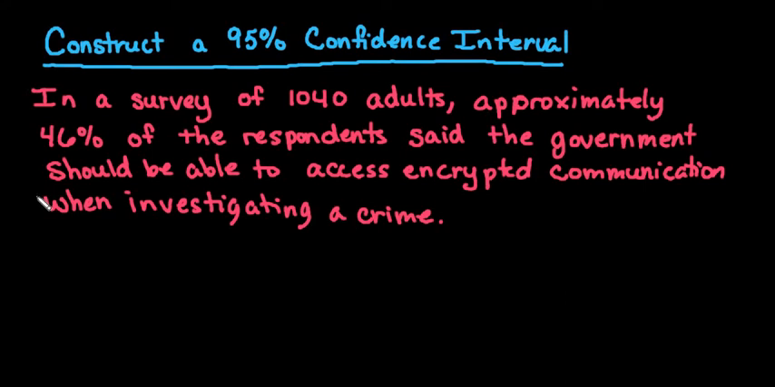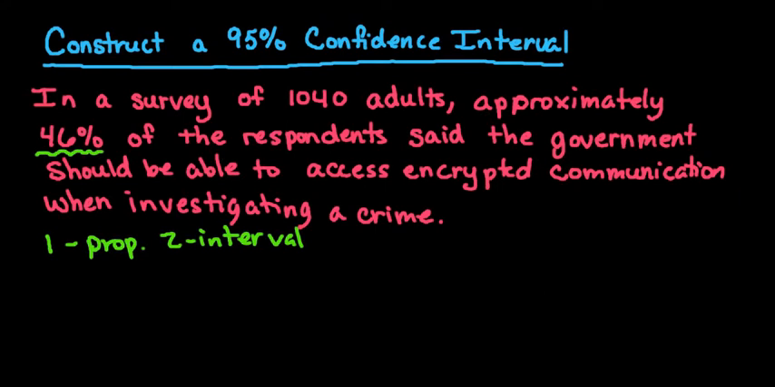Hi, for this video what I want to show you how to do is to construct a 95% confidence interval using the TI-84 graphing calculator. What we have here is, in a survey of 1,040 adults, approximately 46% of the respondents said the government should be able to access encrypted communication when investigating a crime. So anytime your problem has a percentage or a proportion in it, you are going to use the one proportion z interval in order to create the confidence interval for this one.